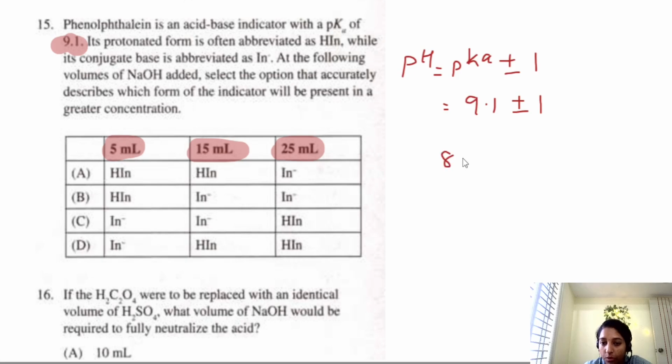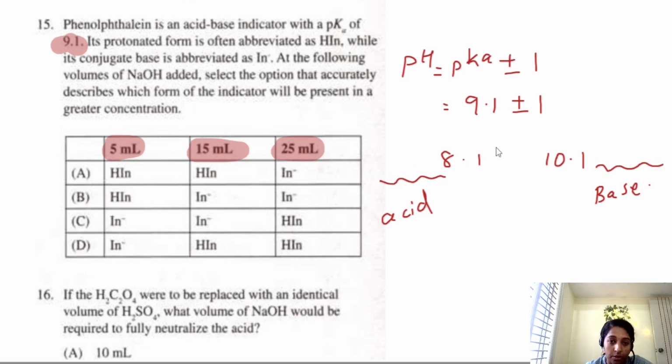9.1 plus or minus 1 means 8.1 and 10.1. So below 8.1, their acid form will be predominant. Above 10.1 pH, okay, we are talking about pH, pH above 10.1, their base form will be the predominant form. So that's the acid-base indicator concept.